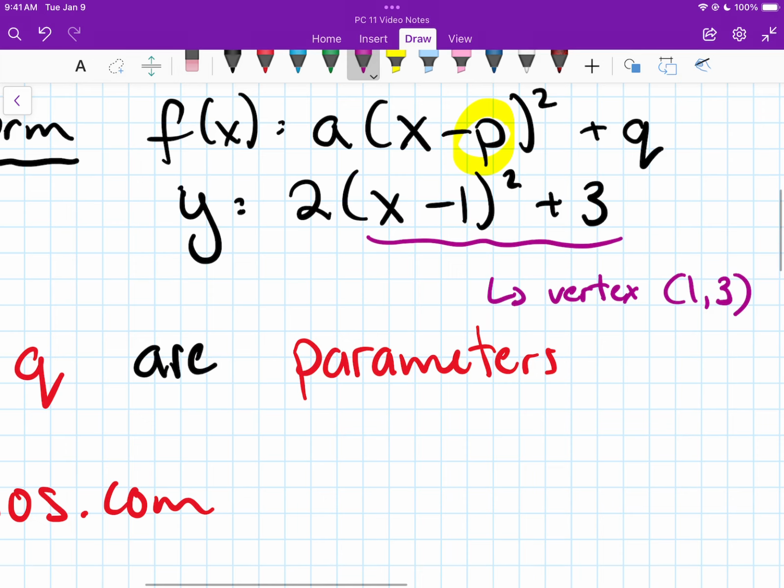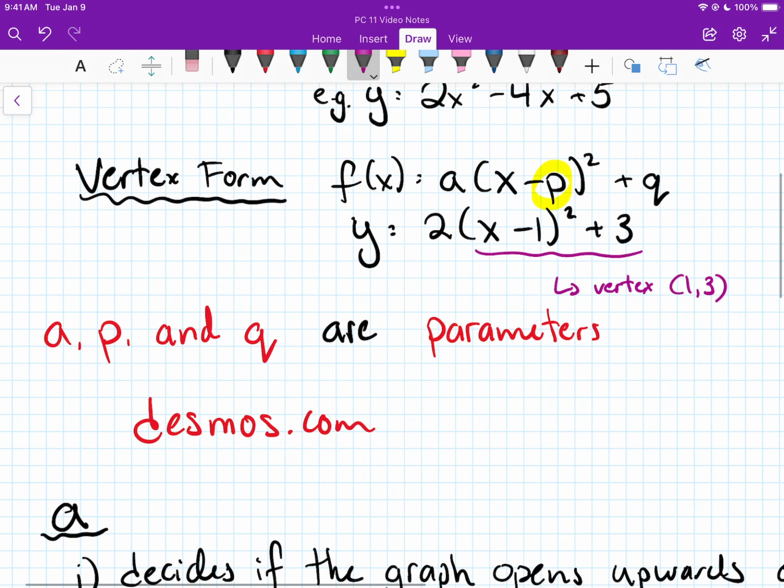And that's all we've got for this video. So if you haven't already gone and taken a look at the activity, please do now. Otherwise, you can move on to the next one and see how to graph things in vertex form.